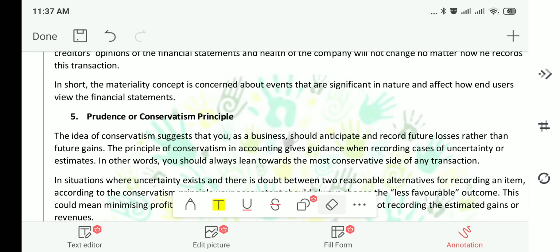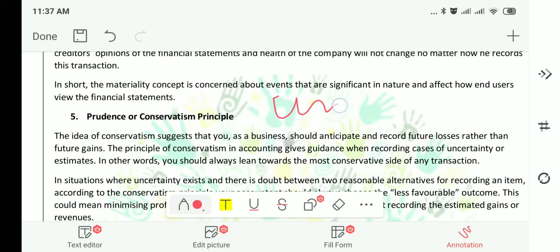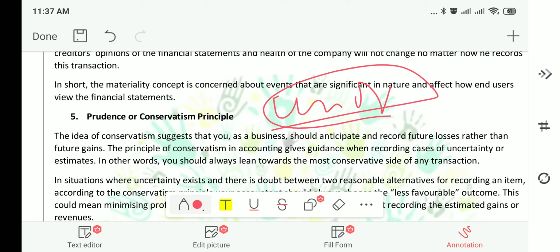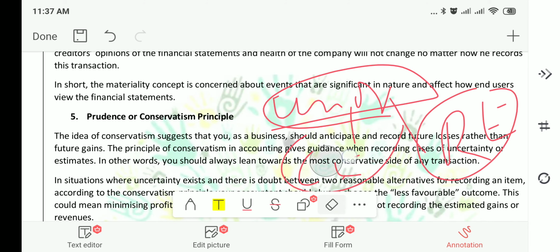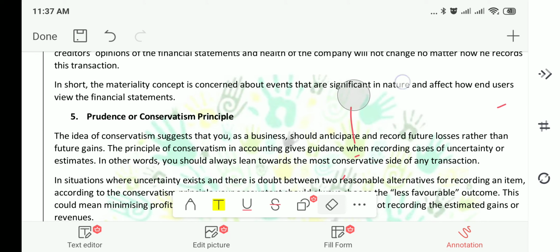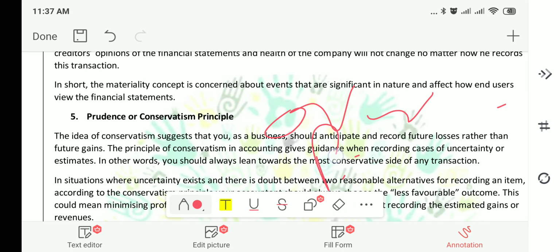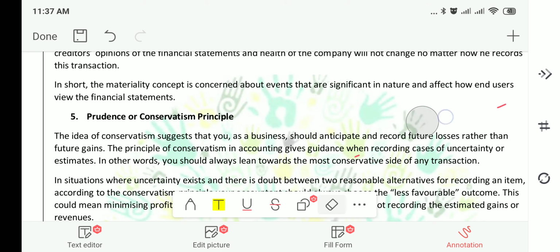This principle states that you should not underestimate your revenue expenditure or capital expenditure, and also you should not overestimate your profit. This is nothing but the prudence or conservative principle.